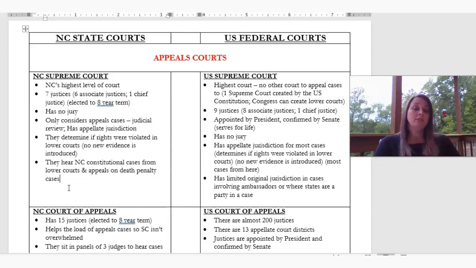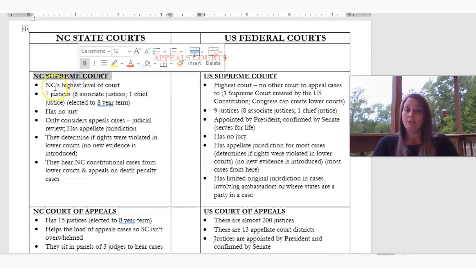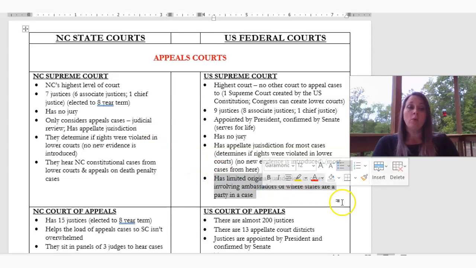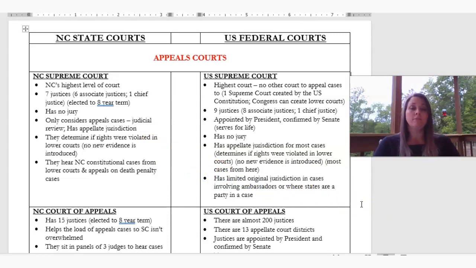So if you are given the death penalty in Superior Court for, say, first-degree murder, you don't go to the Court of Appeals. You go directly, which is right here, you go directly to the North Carolina Supreme Court. In the U.S. Supreme Court, they have a limited original jurisdiction. In other words, there are some times where your case can actually start in the U.S. Supreme Court. That's mainly very few types of cases, but say where ambassadors or states are parties in a case, it goes automatically to the Supreme Court and skips everybody else. So these are the two highest levels of appeals courts.